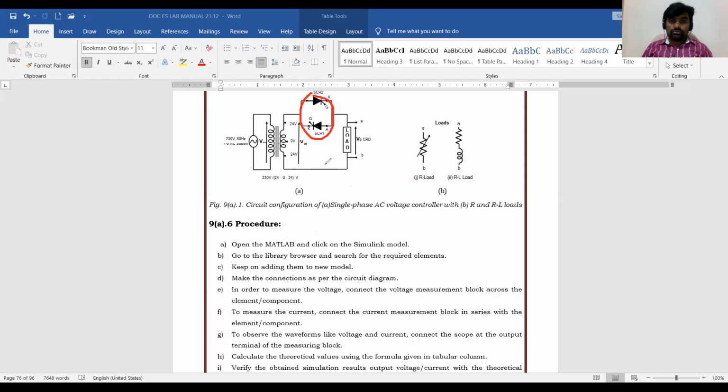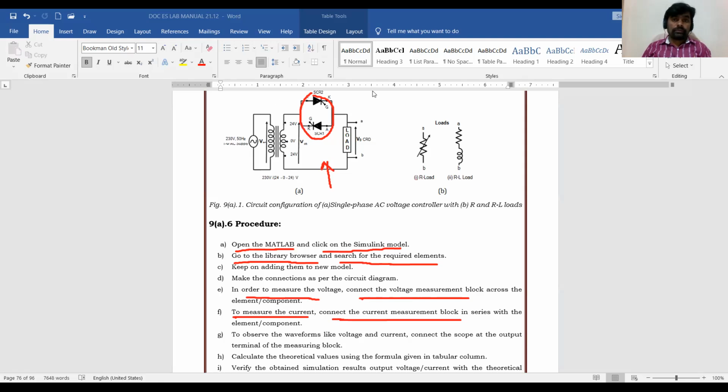Now to build this circuit, we need to open the MATLAB Simulink model, go to the library browser, and search for the required elements like a thyristor, source, voltage measurement block, and current measurement block. Keep on adding those to the new model and make the connections as per the circuit configuration. To measure the voltage, we connect a voltage measurement block across the element. To see the current, we connect a current measurement block in series with the component. Thereafter, we will observe the current wave shape and the voltage wave shape.